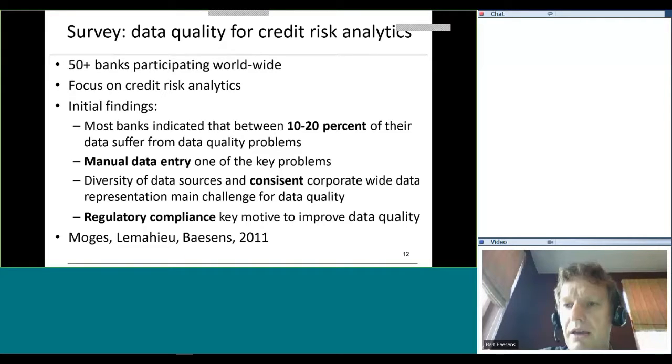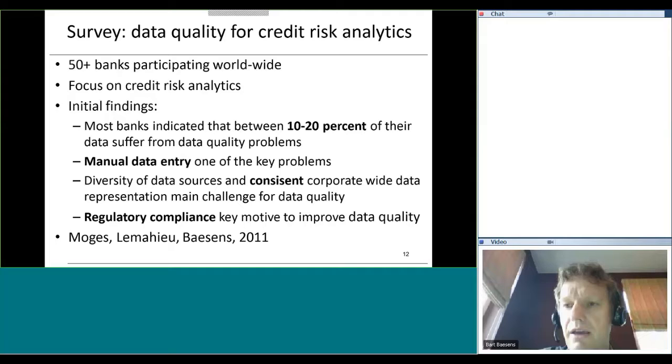In this research, we also conducted a survey of more than 50 banks worldwide, whereby we focused on credit risk analytics. And most of the banks that participated indicated that between 10 to 20% of the data suffer from data quality problems. This is quite a lot if you realize that this is the data that is being used to build analytical models, which are in turn being used to quantify unexpected and expected losses, which are in turn being used to quantify the buffer capital.